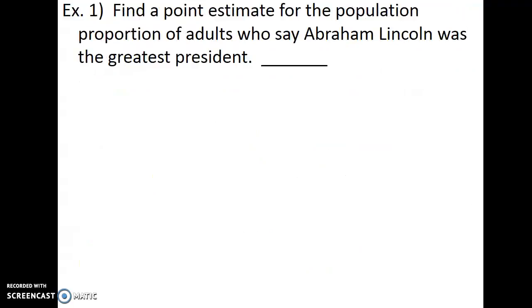So example 1, find a point estimate for the population proportion of adults who say Lincoln is the greatest. That would be the 0.18 we already found.